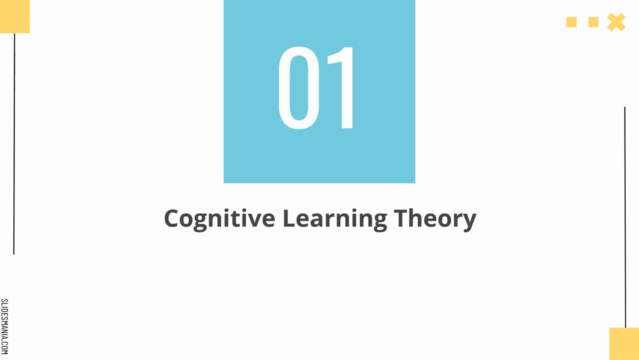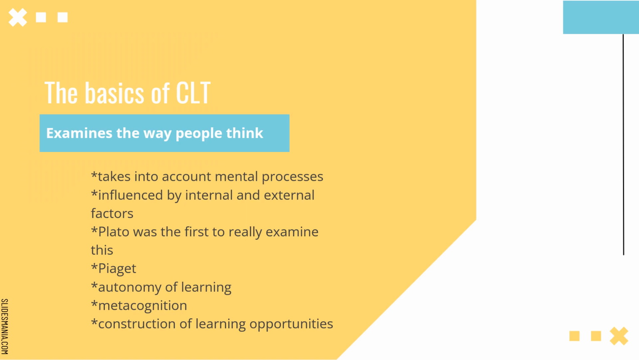So the first learning theory that we're going to take a look at is cognitive learning theory. Cognitive learning theory looks at the way people think. Mental processes are an important part in understanding how we learn. Secondly, cognitive theory understands that learners can be influenced by both internal and external elements.